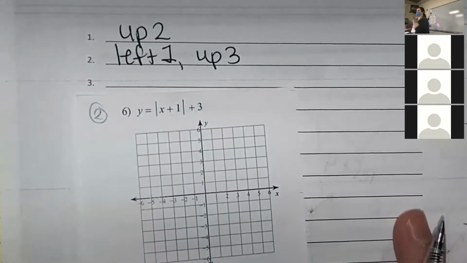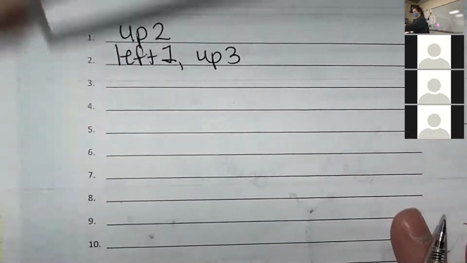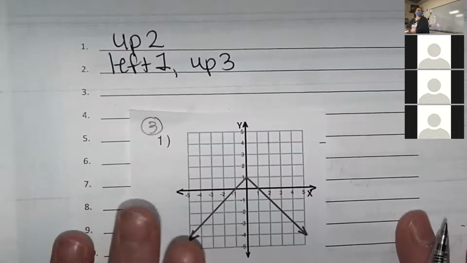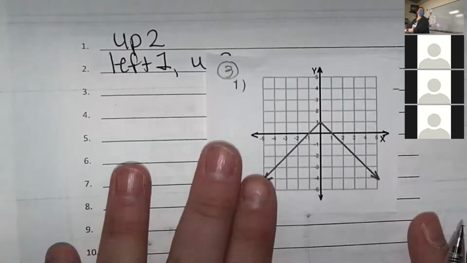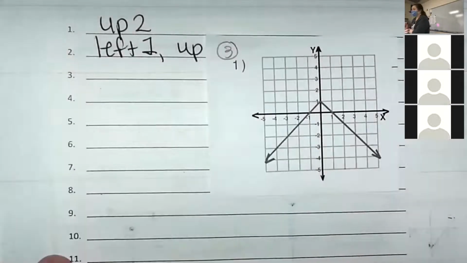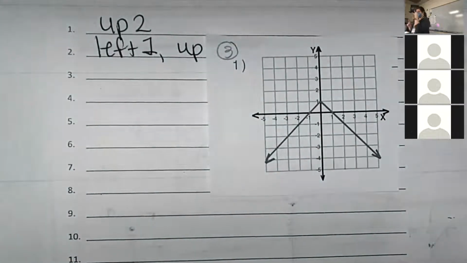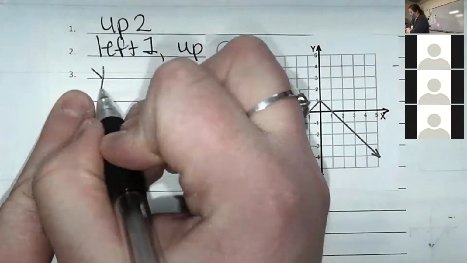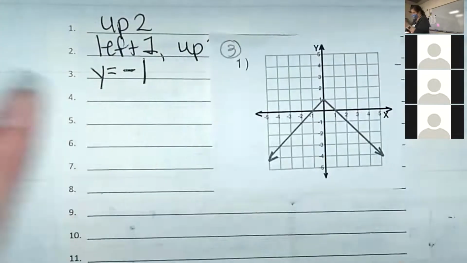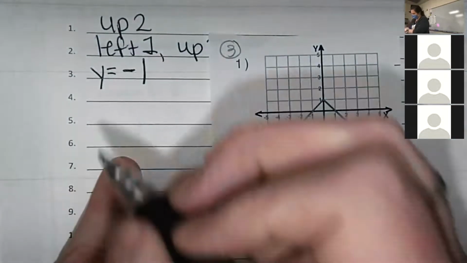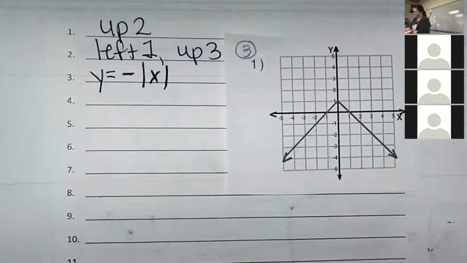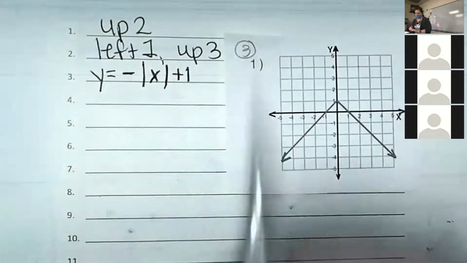Okay, so if they give you an equation, you have to tell me how you would graph it. Now, if they give you a graph on number 3, you have to write the equation. A little bit harder when you have to write it. Flip it up 1. Okay, so it's flipped and it went up 1. So you have to remember that when you're writing the equation. So y equals negative because it's flipped. Good. Did I move right or left at all? No, so just absolute value of x. And then I went up 1, so I have to do plus 1.